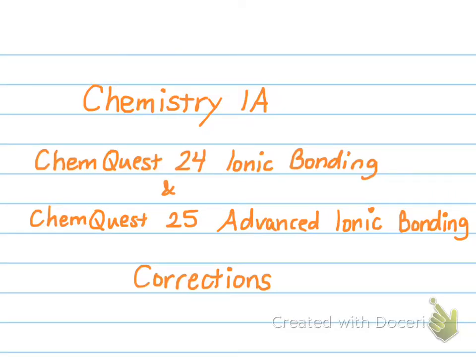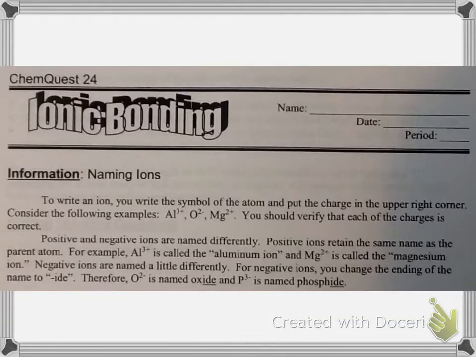Good morning, chemistry students. Here are the corrections for ChemQuest 24 ionic bonding and ChemQuest 25 advanced ionic bonding. So ChemQuest 24 ionic bonding information naming ions.